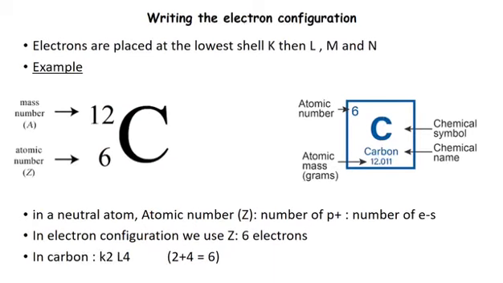Writing the electronic configuration. Electrons are placed at the lowest shell K, then L, M, and N. Let's take carbon as an example. You see here the normal representation of a carbon nuclide, where we have on the left side our mass number A on the top and the atomic number Z on the bottom.